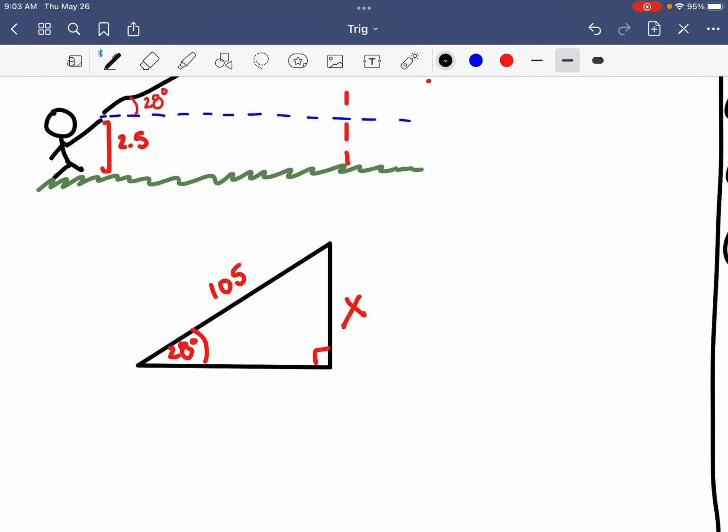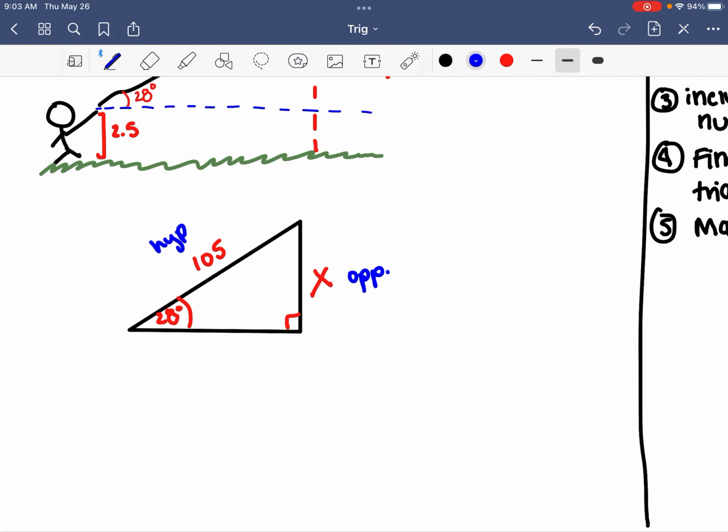So I'm going to figure out, this is my hypotenuse. And this is my opposite. So hypotenuse and opposite. If you don't know it off the top of your head, you can look at your green sheet, but that is sine. So remember that sine of your angle equals opposite over hypotenuse.